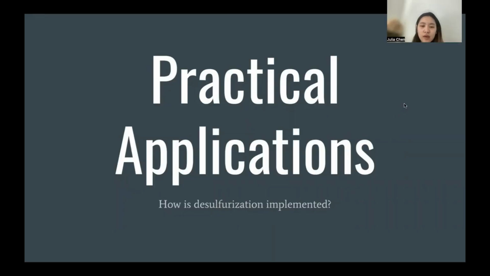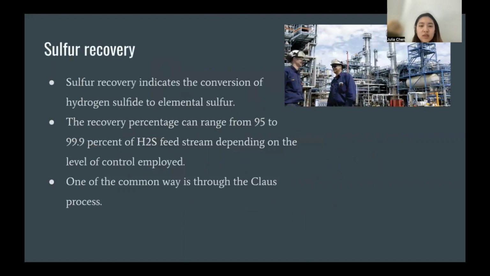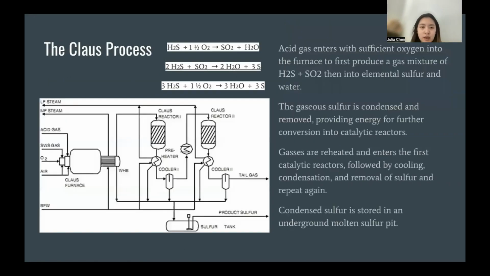So I'm going to talk about some of the practical application of desulfurization and how it is being implemented. So first, let's talk about one method, the sulfur recovery. Sulfur recovery indicates the conversion of hydrogen sulfide to elemental sulfur. The recovery percentage can range from 95 to 99.9% of H2S feed stream, depending on the level of control employed. And one of the common ways is through the Claus process.